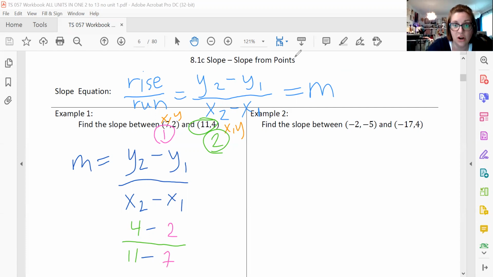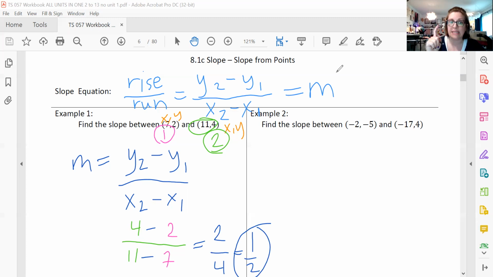And I want to make sure, again, these are from the same point, and I have them over each other in my formula. And then I'm just going to do the math. 4 minus 2 is 2. 11 minus 7 is 4. And so I end up with a positive slope of 2/4. My fraction brain goes, wait a second, I can reduce that though. So what I'm really going to do is reduce it to 1/2.